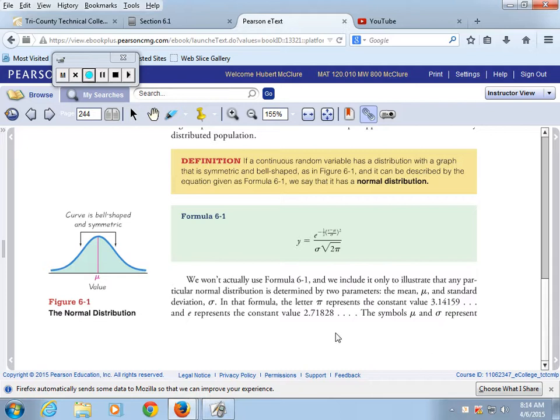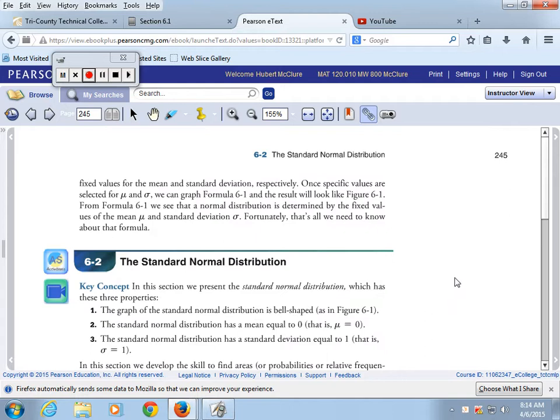The main thing that you need to concentrate on in this chapter is the bell curve. And that's what we worked our way up to since the first unit. That's why it's so important for you to be drawing the bell curve whenever possible with your standard deviation and your mean.